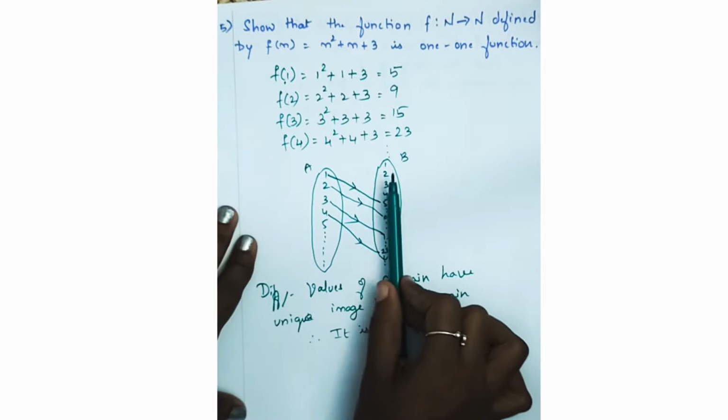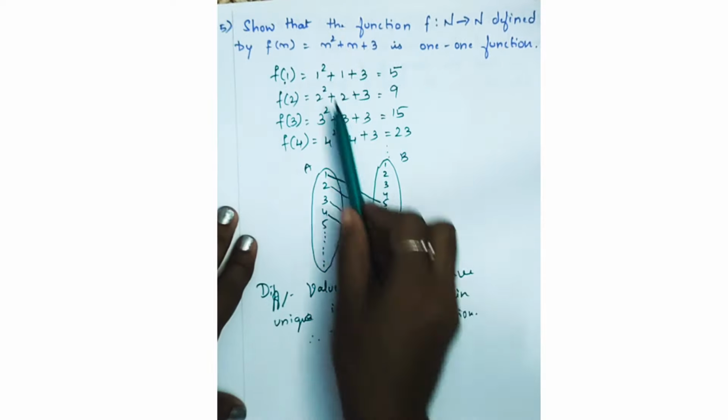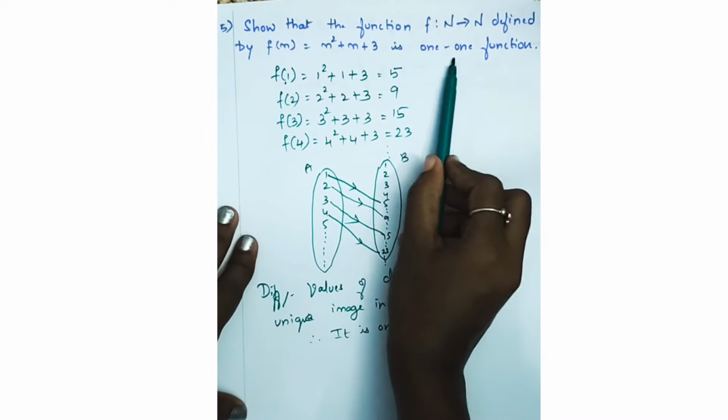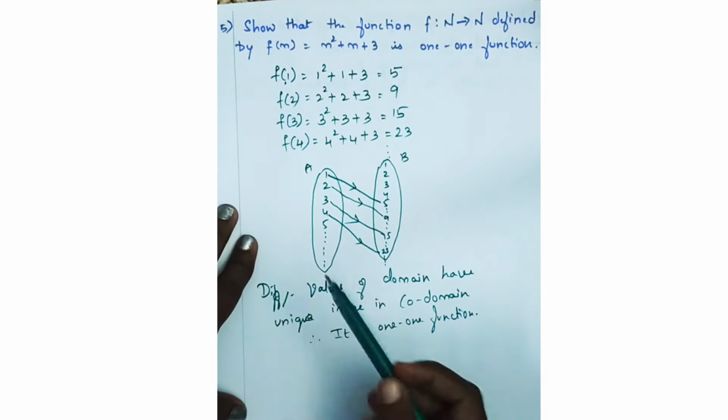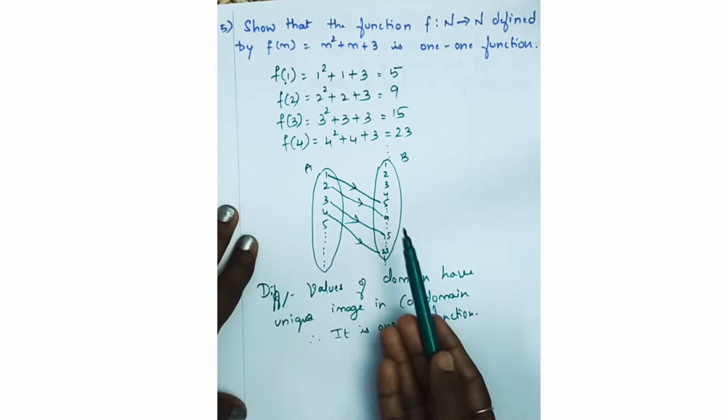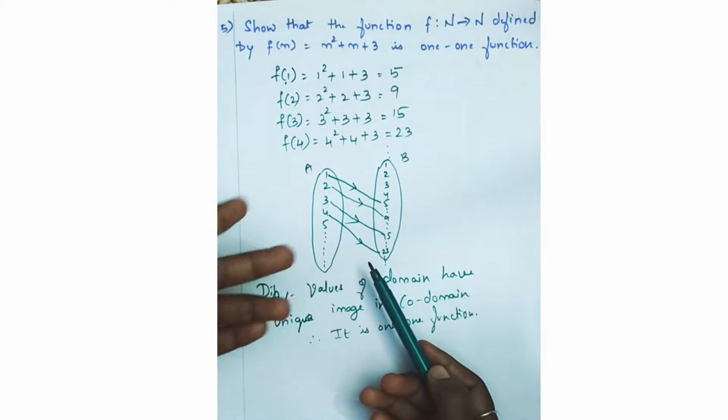So it's not an onto function, but they didn't ask you that. They just asked you to show whether it is 1-1 or not. So yes, it is 1-1. All the elements in A have unique images in B. Therefore it's 1-1. Okay, fine.